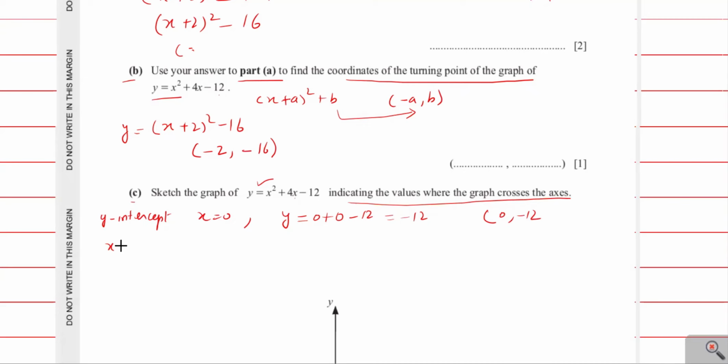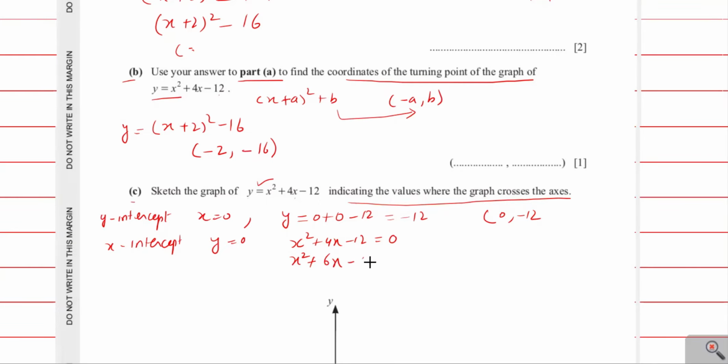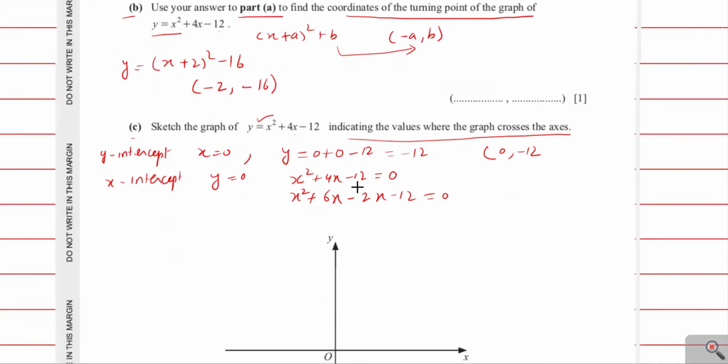Next is the x-intercept. For the x-intercept, y will be 0. Therefore, this graph is x square plus 4x minus 12 equals 0. And we can write this as x square plus 6x minus 2x minus 12 equals 0. We will factorize this equation to get the value of the x-intercept. For this, we will use the middle term breaking method. We take the factors of 12. This is 6 times 2. And when we subtract, we get 4.